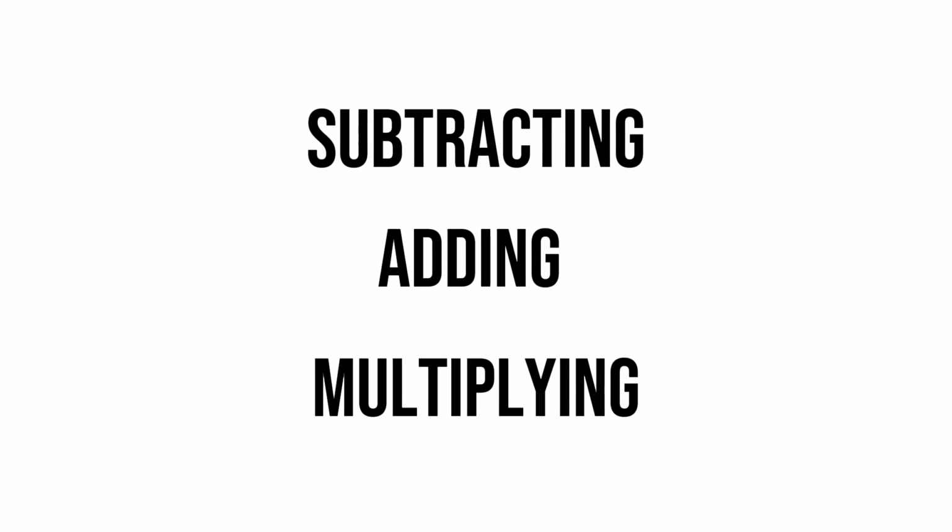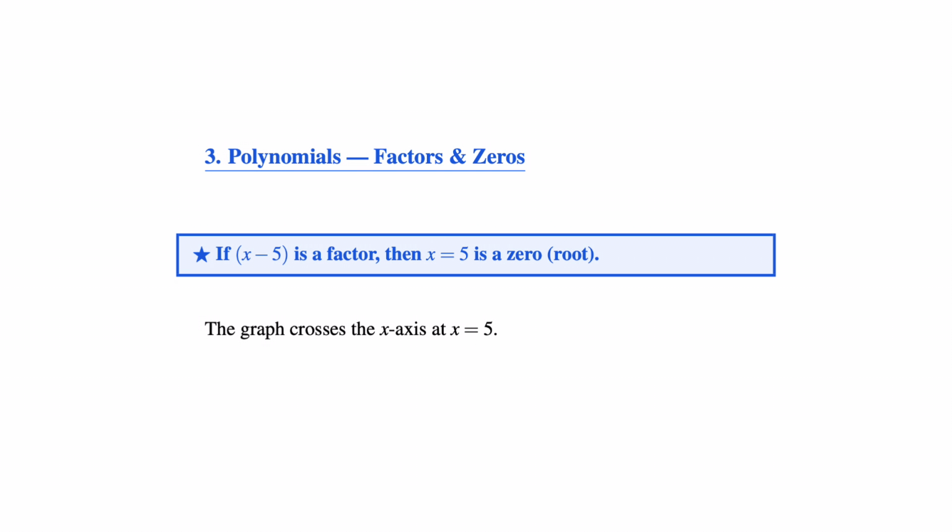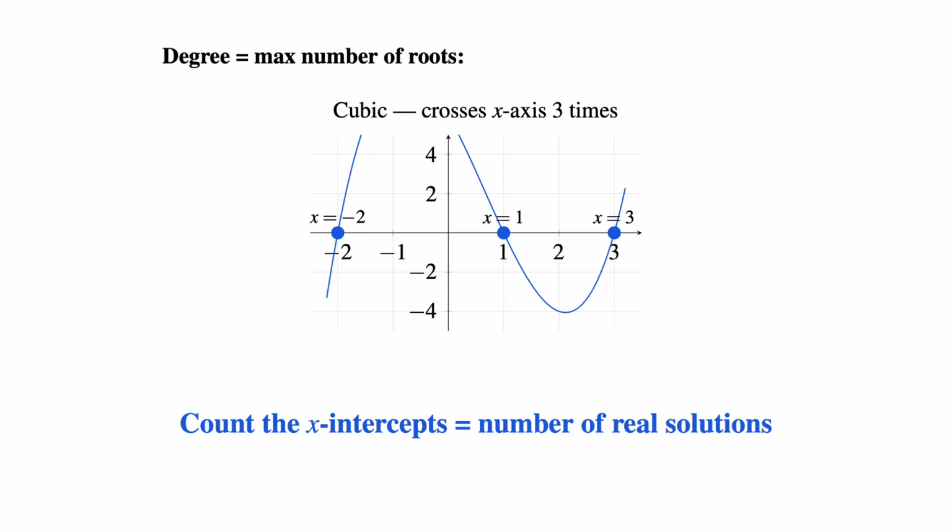Next are polynomials. You should be comfortable adding, subtracting, and multiplying polynomials. The SAT might also ask about the relationship between factors and zeros. If x - 5 is a factor of a polynomial, then x = 5 is a 0, meaning the graph crosses the x-axis at that point. You should also know a polynomial of degree n has at most n roots, so a cubic can cross the x-axis up to 3 times.